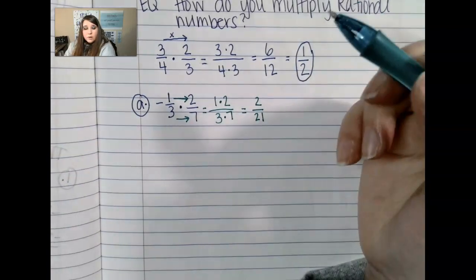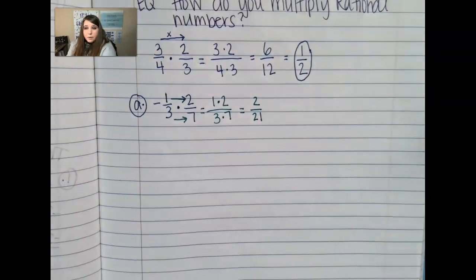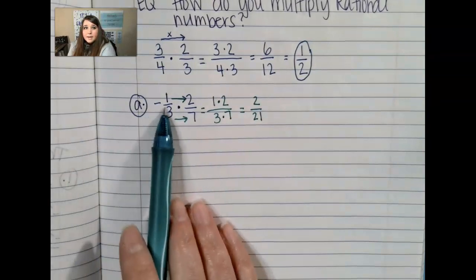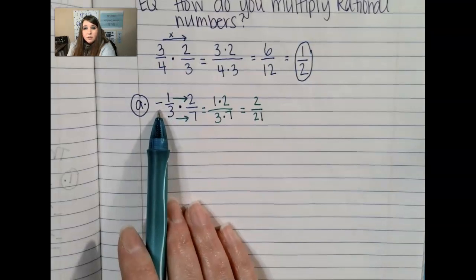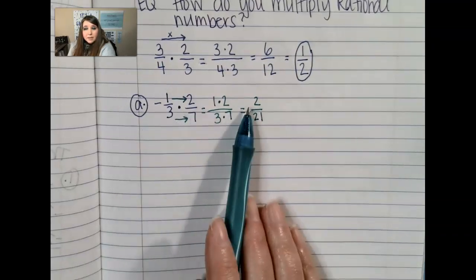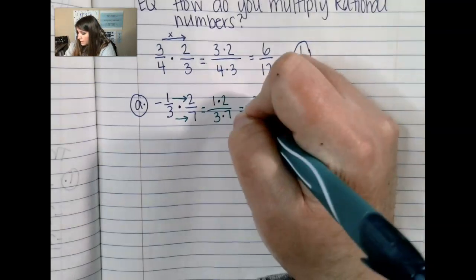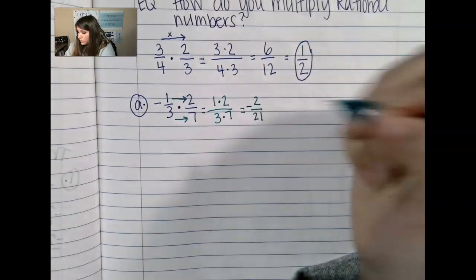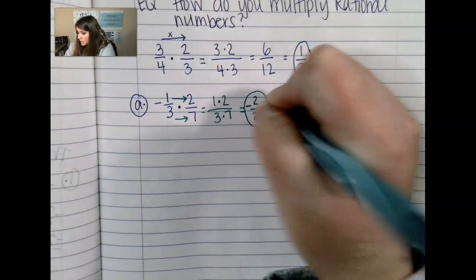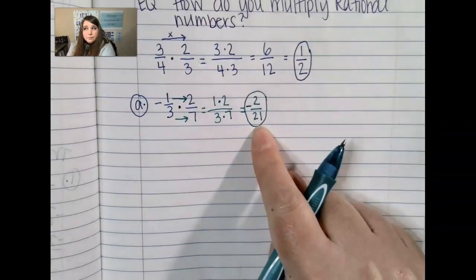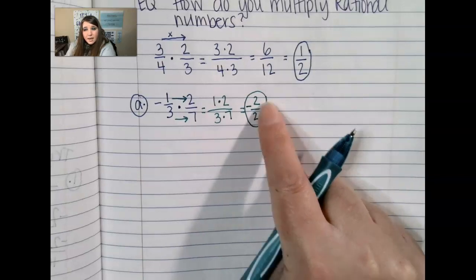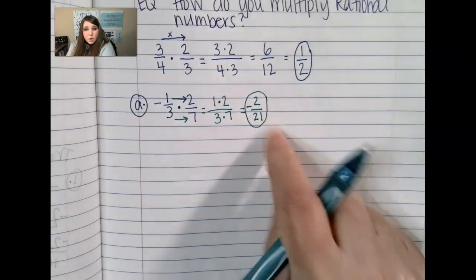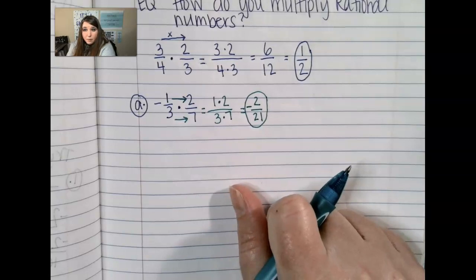2/21. Now, when I look at this number, I have one negative sign. So we know that a negative times a positive will give us a negative. So really, this is -2/21. And we cannot reduce that. 21 only has 3 and 7 as its factors, and neither of those work with 2. So we have ended with that problem.